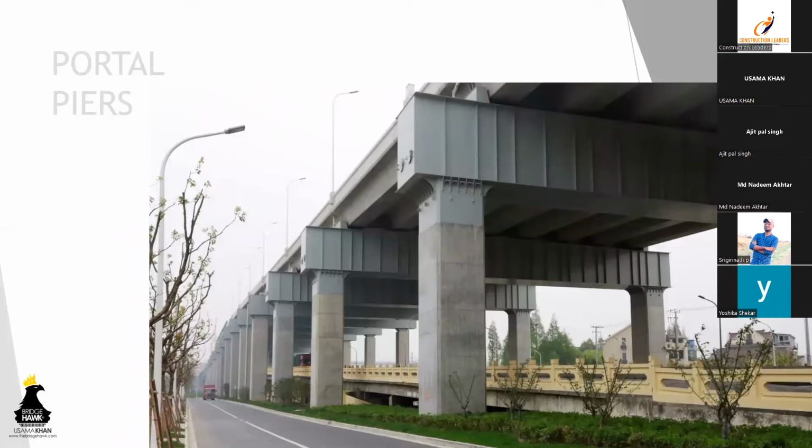Moving further, these are portal piers. We've encountered these a lot, and we use them when it is not feasible for us to have a direct pier over here. As you see over here, there's a different bridge. So we have a limitation that we cannot have a direct pier over here. Hence we'll have a portal frame. This typically is a frame like this, and the girder would be over here.